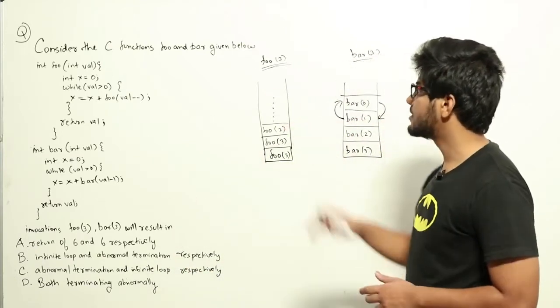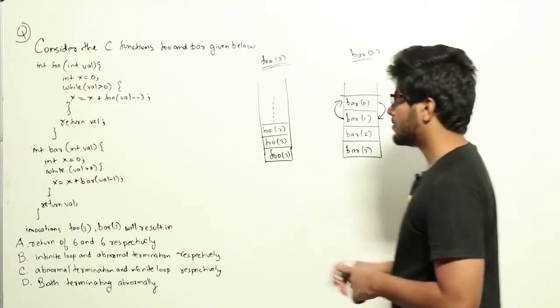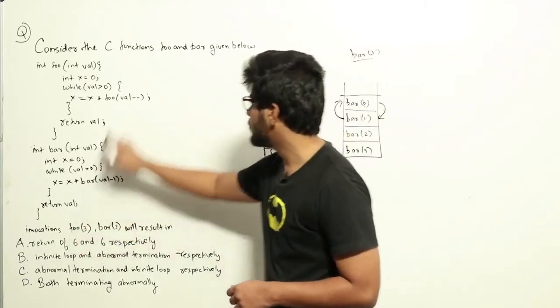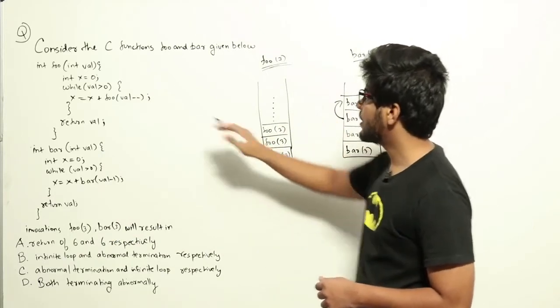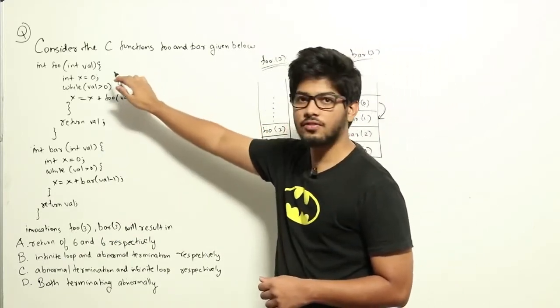Now let's look at these functions and see what's happening here. So first we look at foo. We are invoking foo with 3. So here foo is invoked with 3, meaning the value is equal to 3.